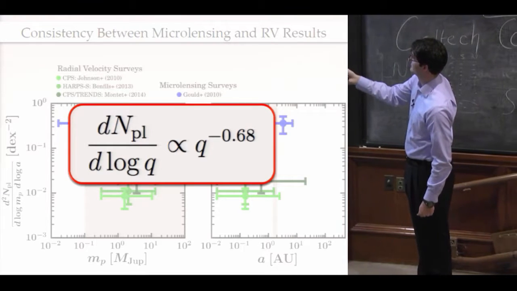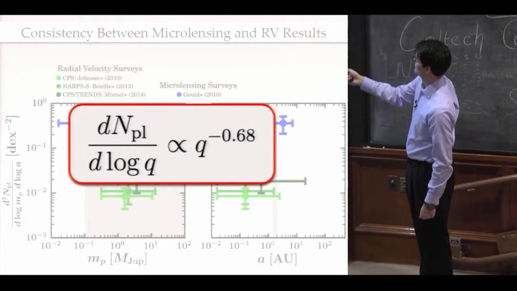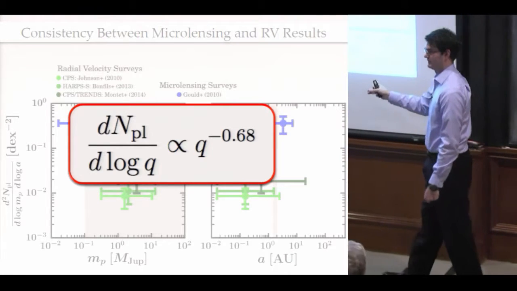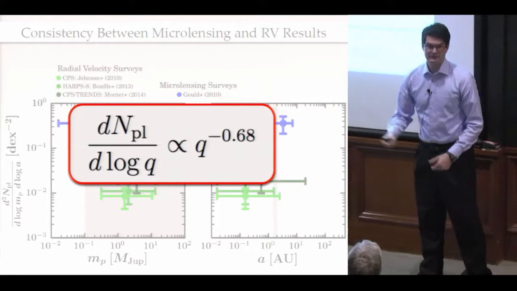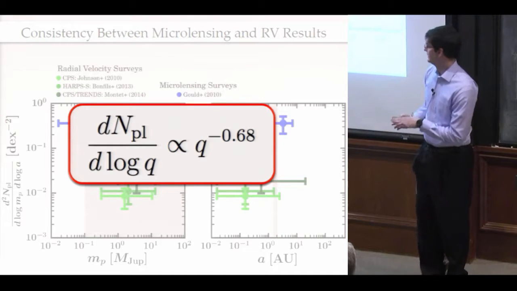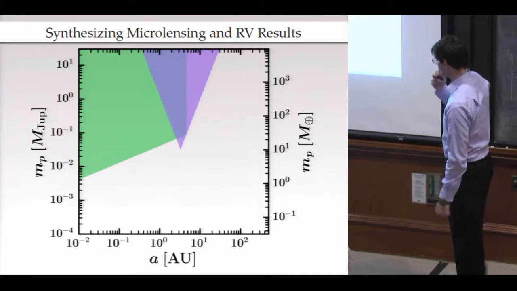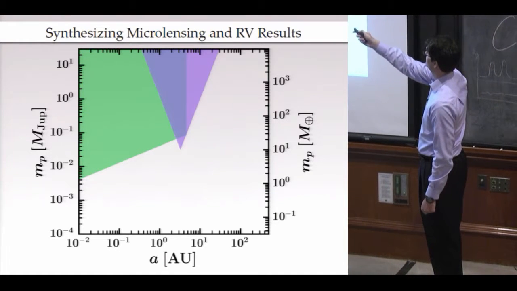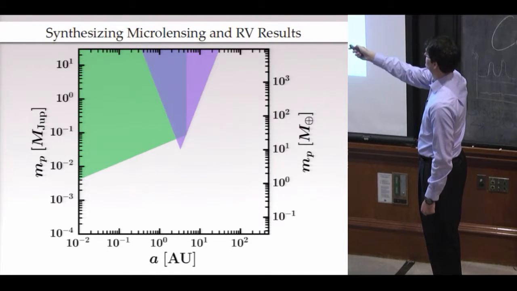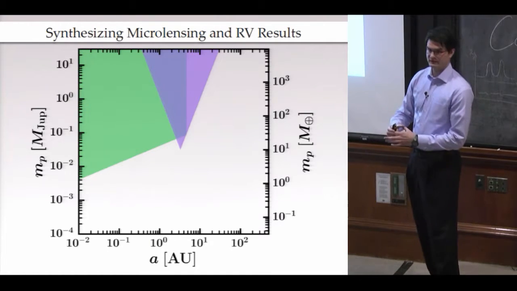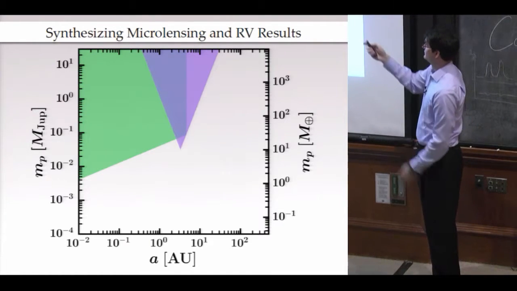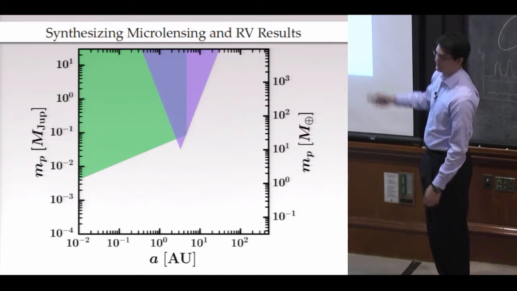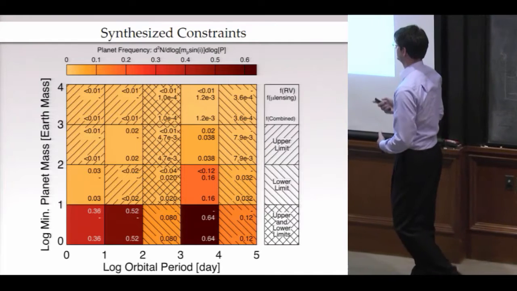And again, I'll just point out that this is dN/dlog q, and so this is a very steep function. At longer periods where microlensing is primarily sensitive, radial velocity surveys can only detect the most massive of those companions. So now that we've shown that these two different methods give you the same answer in the region where they overlap, we can synthesize their results and basically do some addition to determine occurrence rates across the entire range of planet parameter space spanned by these two different techniques.